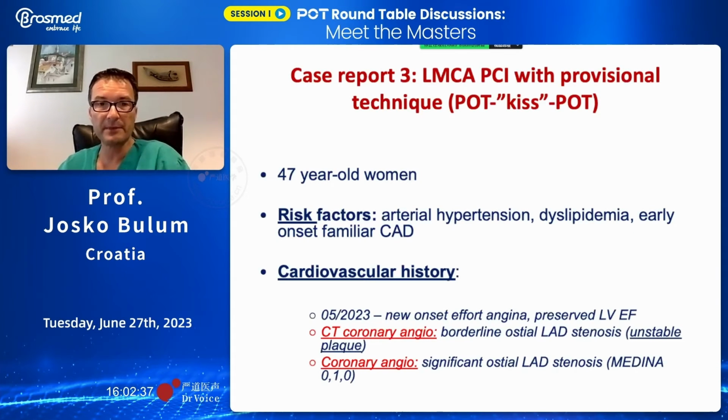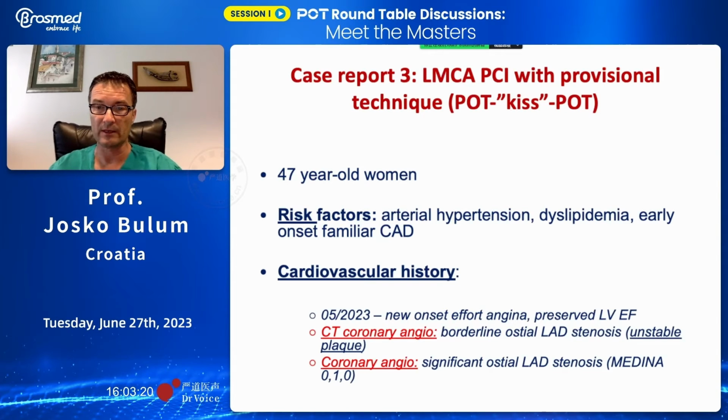And the third case was a pretty young female patient, only 47 years old, with arterial hypertension and dyslipidemia, but very pronounced early onset familial coronary disease. Lots of relatives had coronary disease at ages earlier than 50 years old. In May this year, she reported new onset effort angina to her cardiologist. Echocardiography was perfectly normal, with preserved ejection fraction and no hypokinesis. So she was sent for CT coronary angio that revealed borderline ostial LAD stenosis, and this stenosis was characterized as unstable plaque by the CT coronary angio.